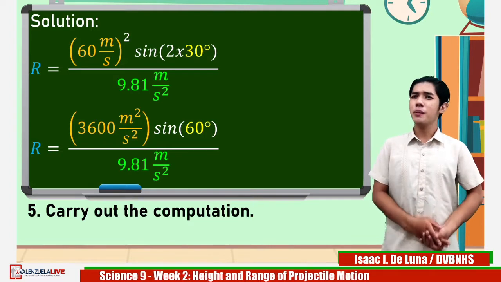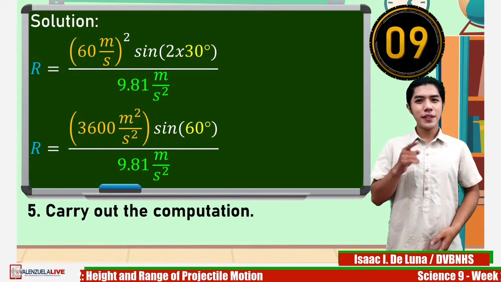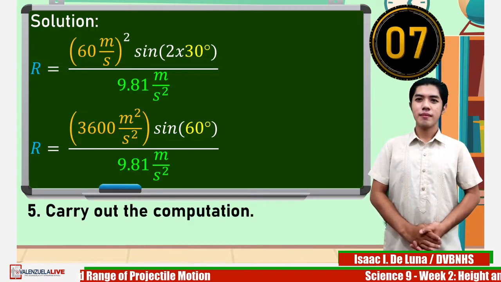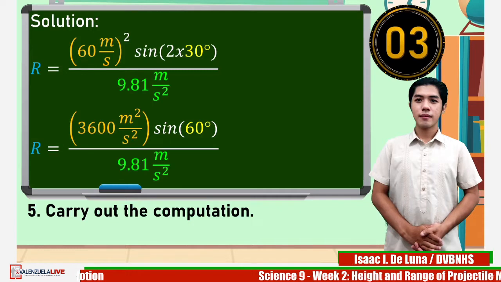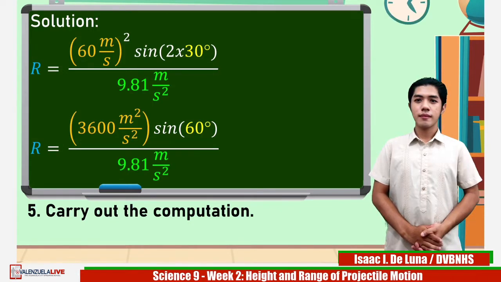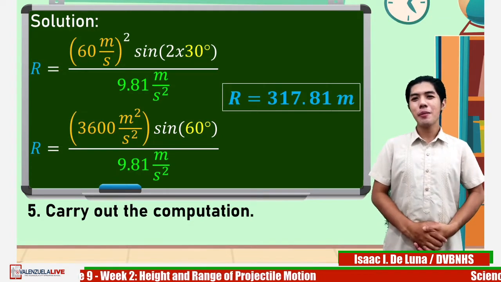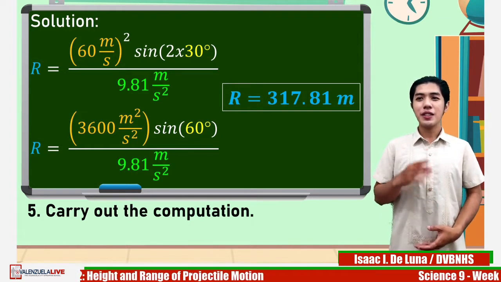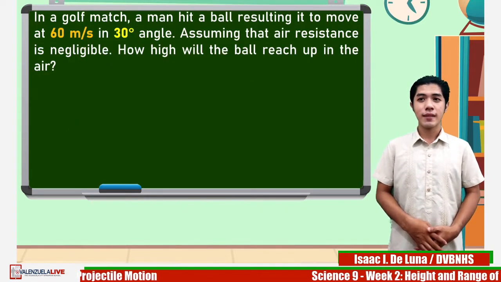So, how far will the ball travel before it lands? Write down your answers. Time's up. Very good. The ball will travel approximately 317.81 meters before it lands.